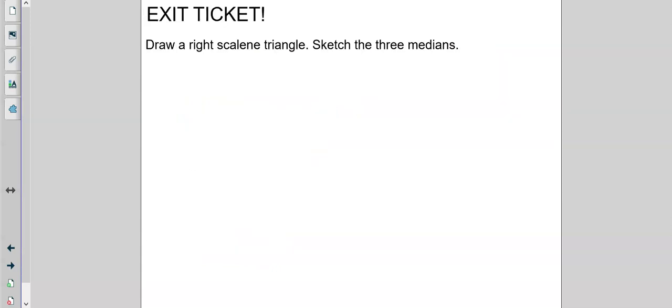All right, for your exit ticket, just draw a right scalene triangle and then sketch the three medians. Just do your best.